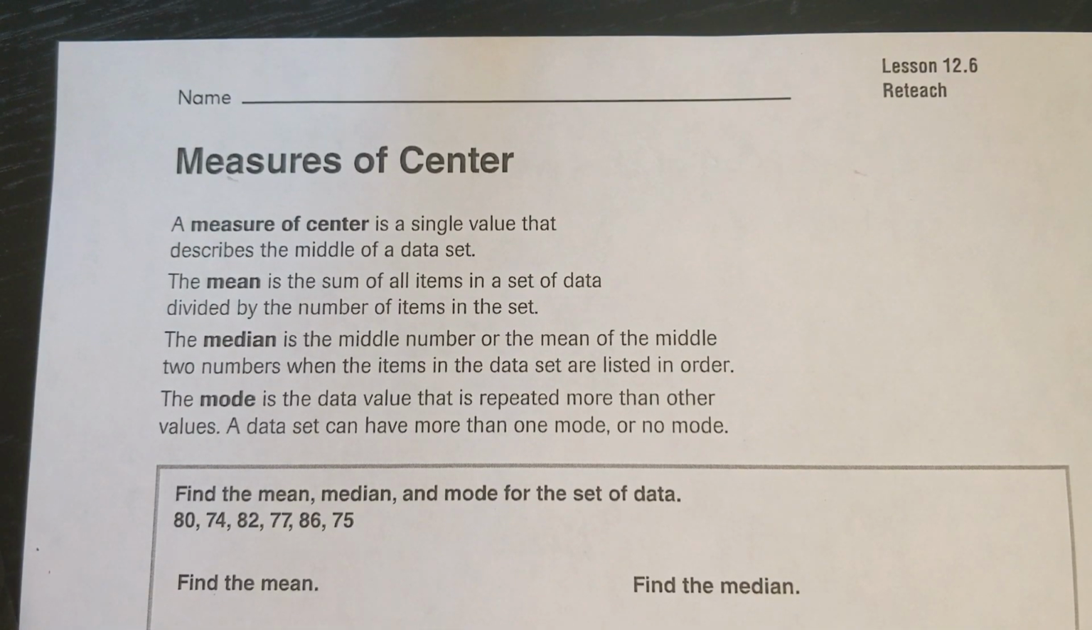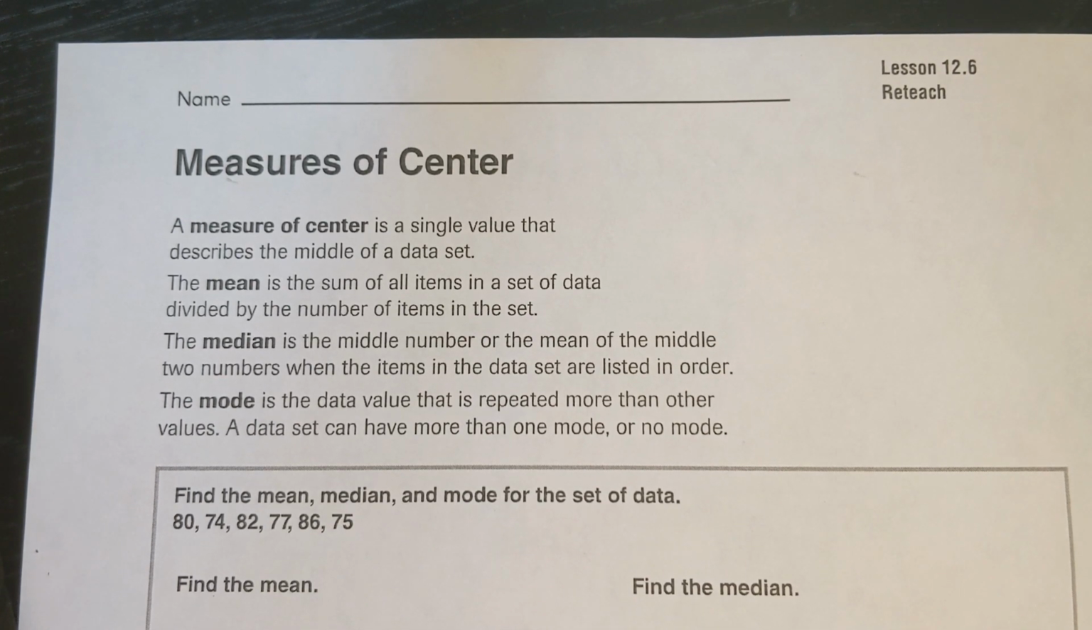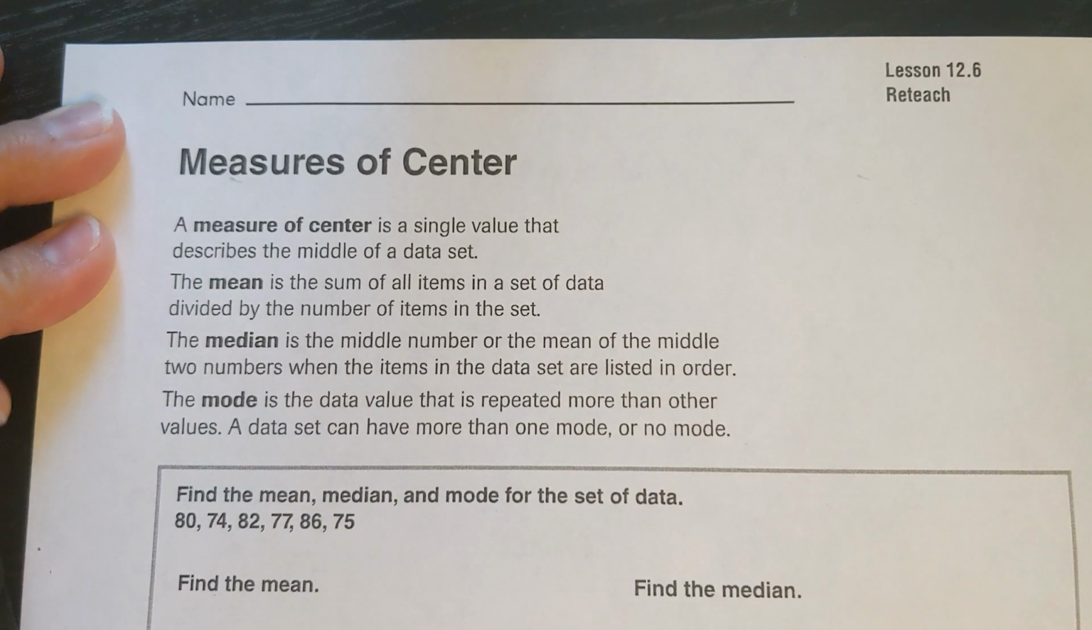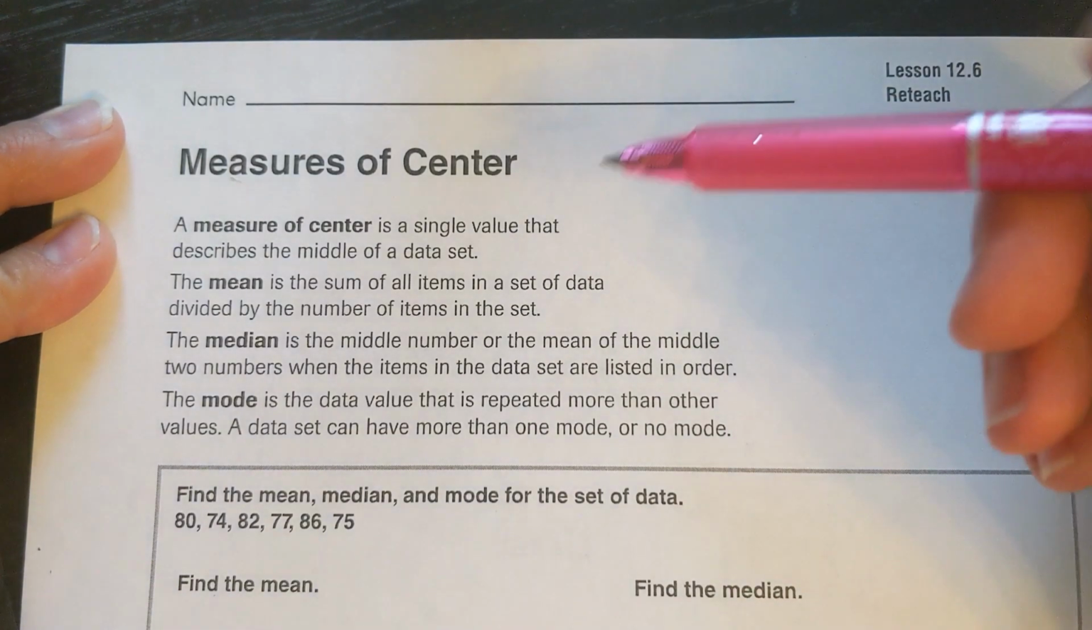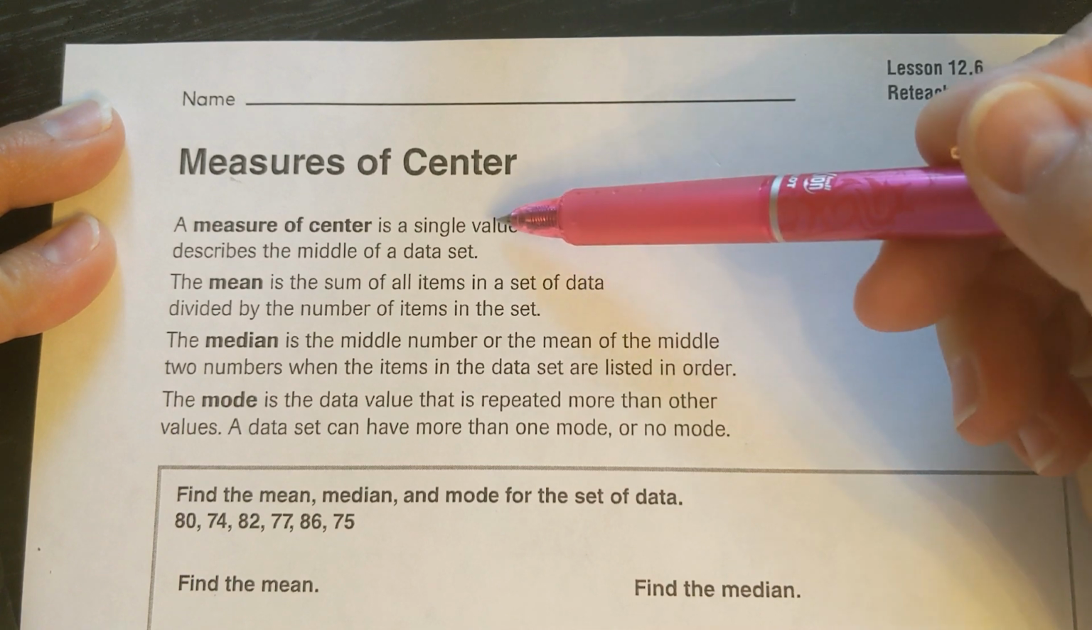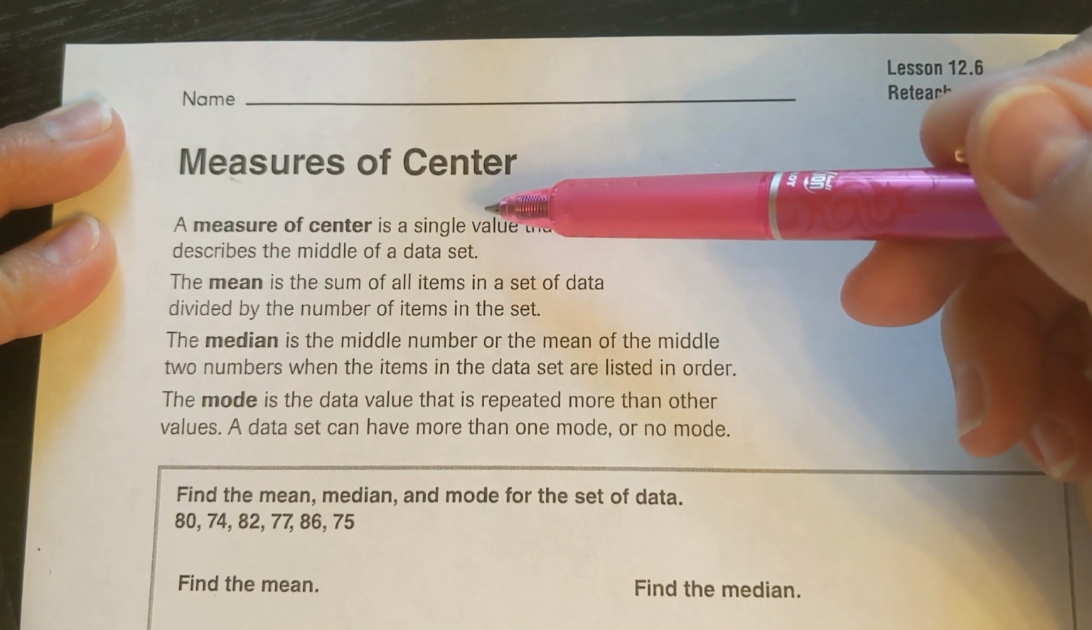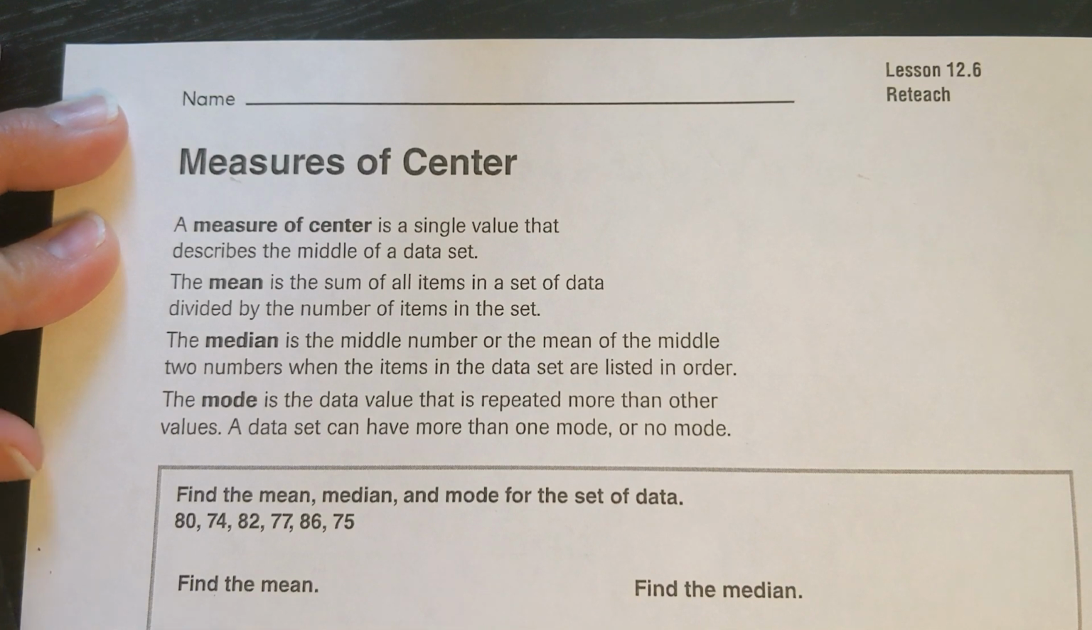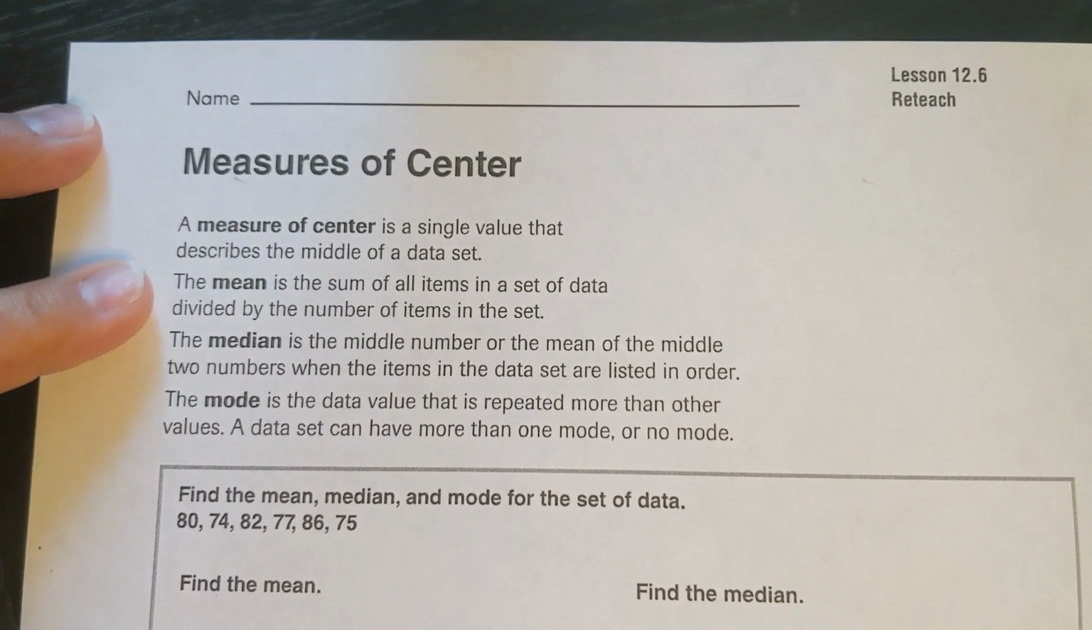Okay, so today we are going to be skipping 12.5 and moving right into 12.6, and we will be talking about measures of center. A measure of center is a single value that describes the middle of a data set. This can be a little bit deceiving because sometimes it is not a single value, and you'll see how that goes as we get going, as we practice.